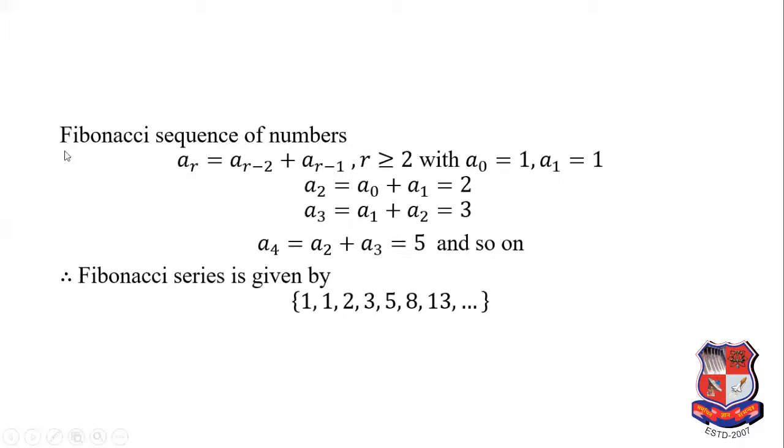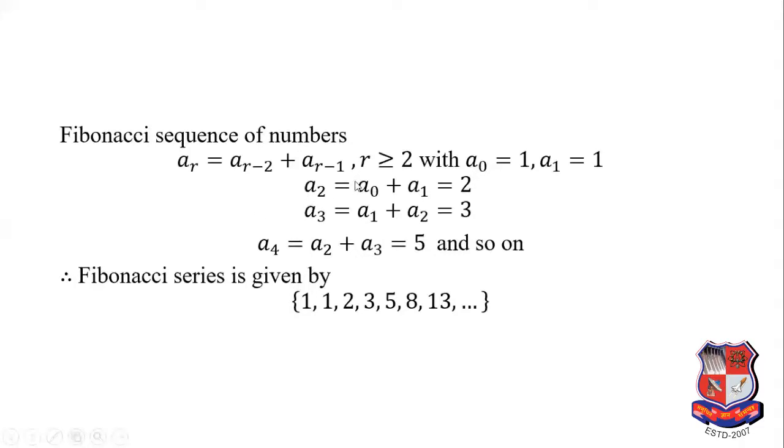Let's see one more example, that is the Fibonacci sequence of numbers. The Fibonacci sequence is nothing but what we get by the addition of the last 2 terms of that sequence. So if you form the recurrence relation for that sequence, we'll get AR is equal to AR minus 2 plus AR minus 1, R greater than or equal to 2, with the initial conditions A0 equal to 1 and A1 equal to 1. So the first 2 terms in that Fibonacci sequence are 1, 1.